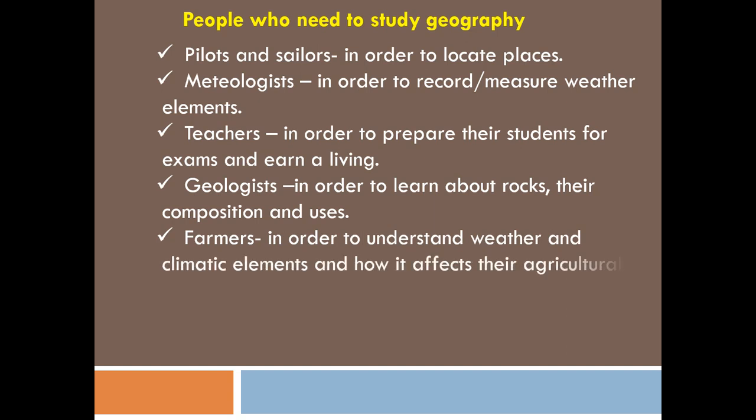Most of the farming or agricultural activities depend on the physical aspect of geography, weather and the climate. So farmers have to understand weather, climatic elements, and how they affect agricultural activities: when to plant, when to weed, when to harvest, which crops to grow in which area. That's why not all farmers in all places grow the same crops.